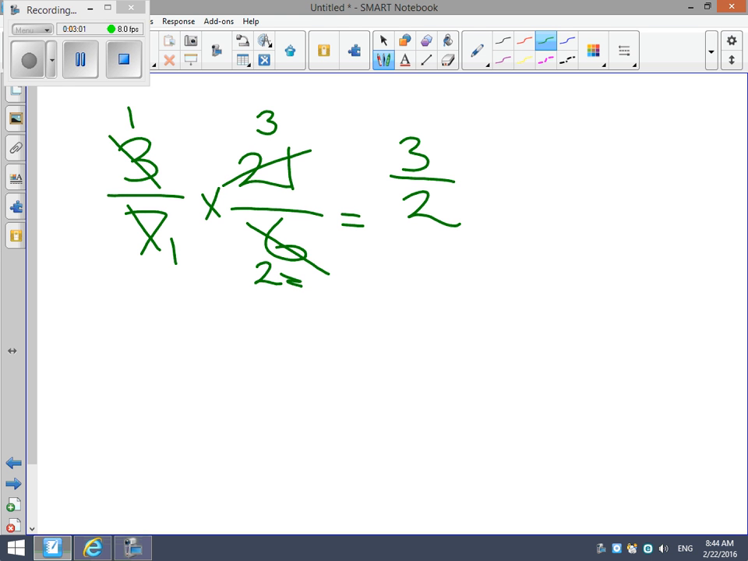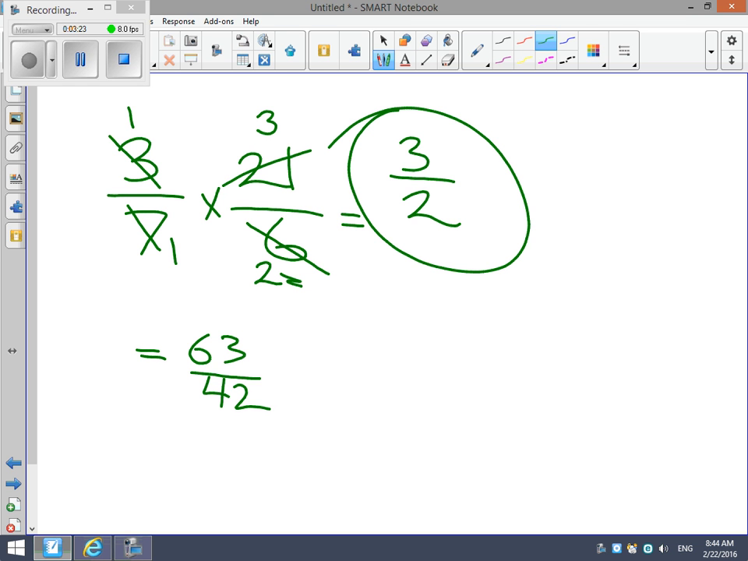Had we not done this, if we had not reduced and simply multiplied as it was, we would have had 63 over 42. And then when you try to reduce, it would have been much harder for you to find a common factor for both of those numbers, and you would have to do it 2 or 3 times. And this here, cross reducing, cross canceling, is going to help you a lot. And we're going to do lots of practice with it.